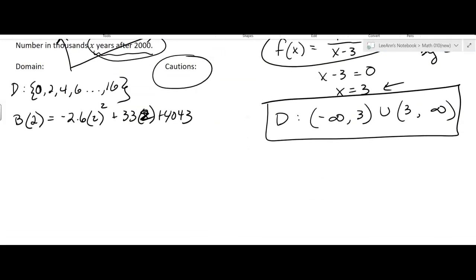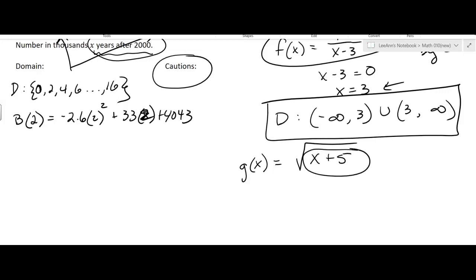Okay. The other thing we watch out for is if I have, let's say, g of x is equal to the square root of x plus 5. Well, when I have an even root, this argument inside here, that has to be greater than or equal to 0. Okay? We can't take the square root of a negative number. It won't be real. So when I want to know about the domain for g of x, I have to say, well, x plus 5 has to be greater than or equal to 0. And then I can solve that.